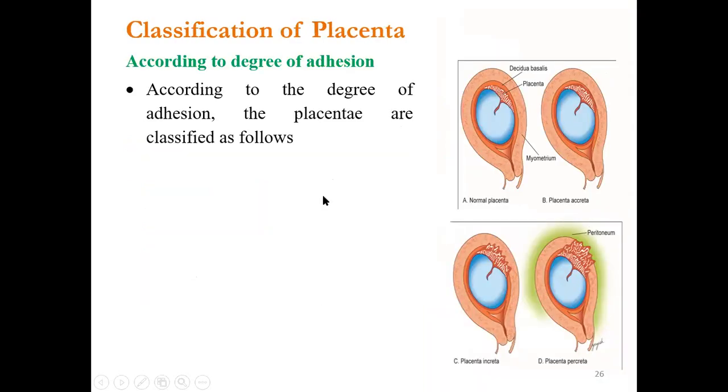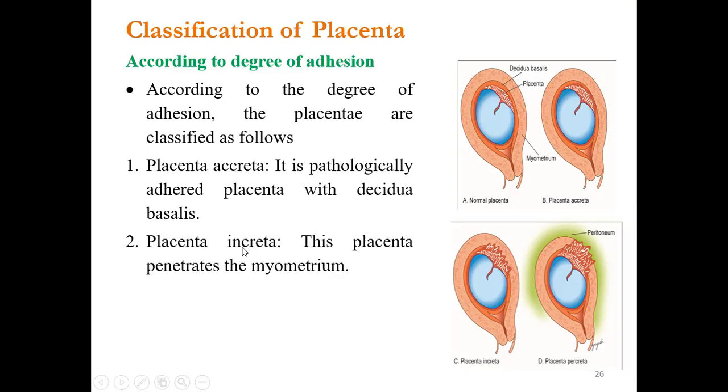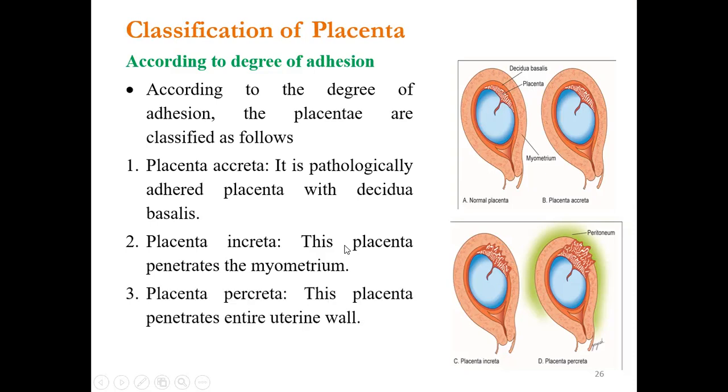Then, according to the degree of adhesion, that is how the chorionic villi have encroached upon the uterus. So first is accreta. It is a pathologically adhered placenta with the decidua basalis. Normally it is the compactum layer, but when decidua basalis is also encroached, then placenta accreta is known. Then increta, when it encroaches the myometrium. And finally, percreta is when the entire uterine wall is encroached.